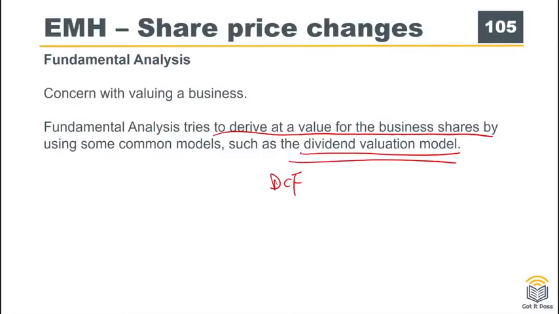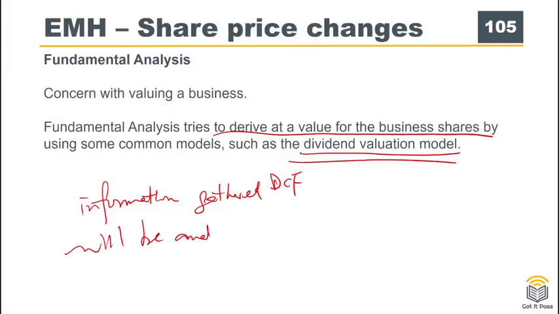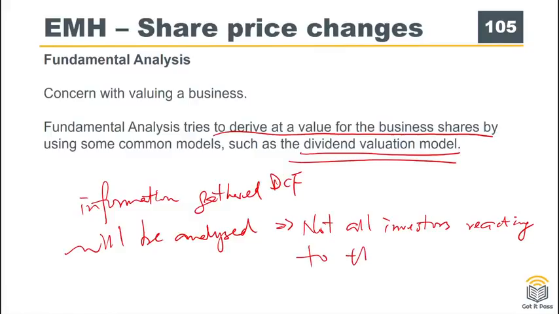And for the fundamental analyst, all the information gathered will be analyzed, and even if the information is publicly released, not all investors react to that information. So they can find the bargain in the market.